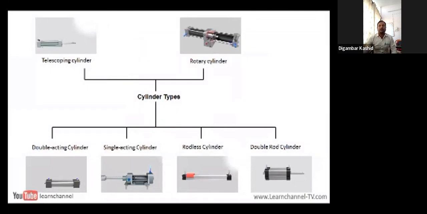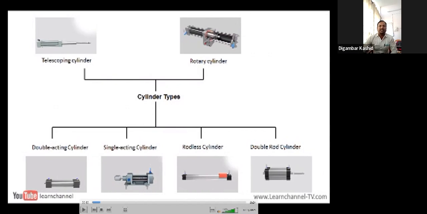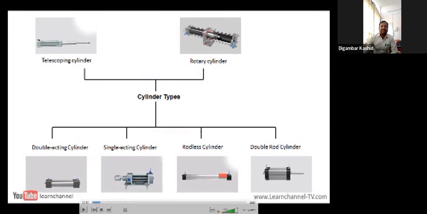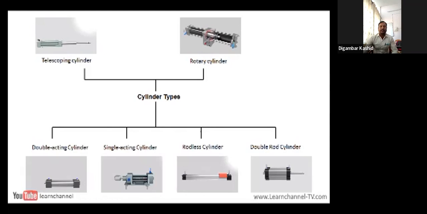Next is an overview of the most common cylinder types, which we will review. Here you can see how the cylinders are classified into different types. If you consider our linear motion pneumatic or hydraulic cylinders, then we have these types: single acting, double acting, rodless, double rod. And in the special types we have the telescopic or tandem cylinder and rotary cylinders. That is our rotary actuators. We will review and discuss these in this video.